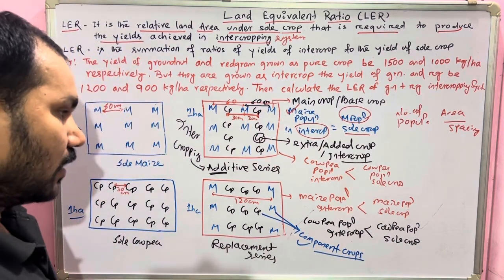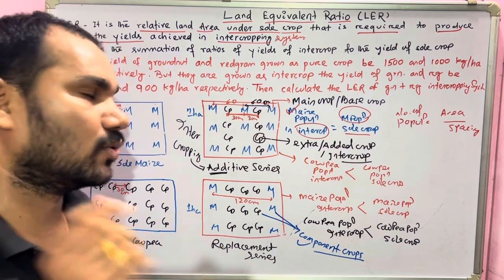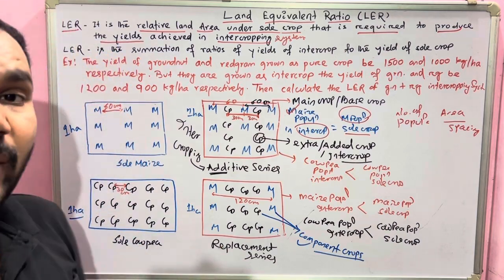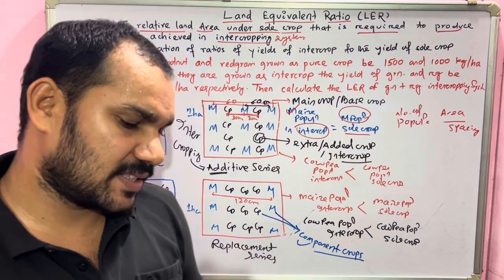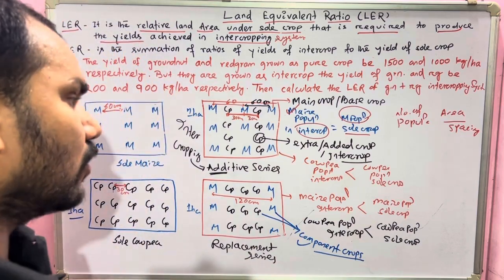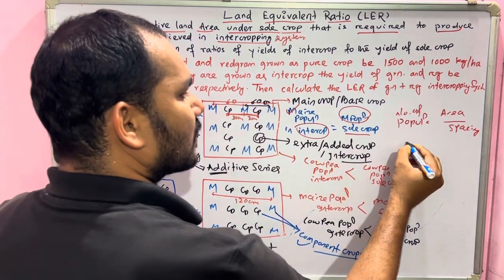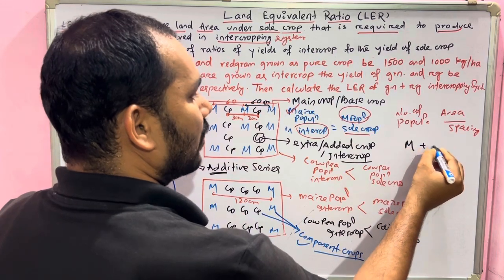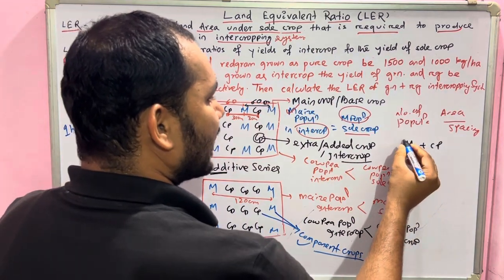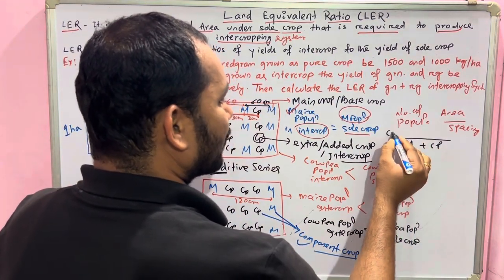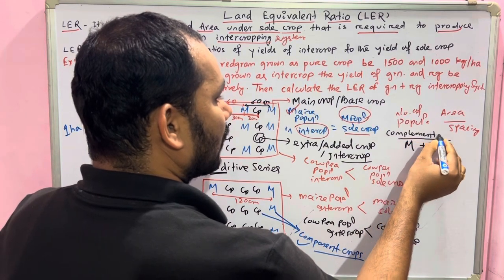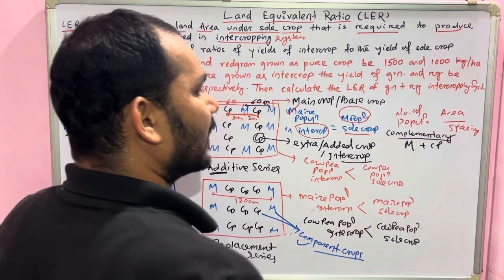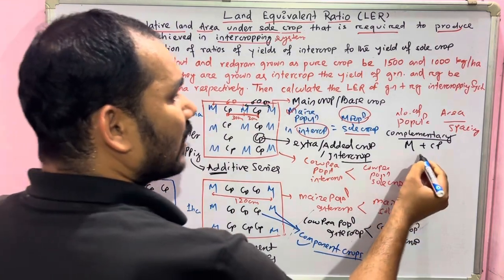Okay. So if I ask you one question, can you tell me why we are going for an intercropping system? You know all these things. Why are we going for maize plus cowpea? Because they have which type of nature? They have a complementary nature. That means one will help another.